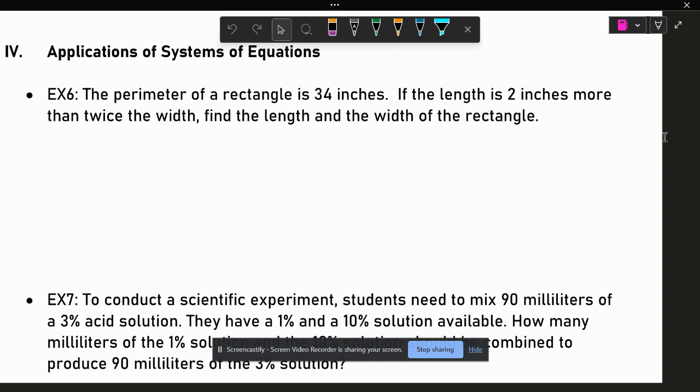This first problem should be a little bit more familiar to you in the way that it's presented. It says the perimeter of a rectangle is 34 inches. If the length is 2 inches more than twice the width, find the length and the width of the rectangle. So one of the things that we want to look at is, let's draw a rectangle, okay? And then let's look at some of the terminology that it gives us. So here's my rectangle.